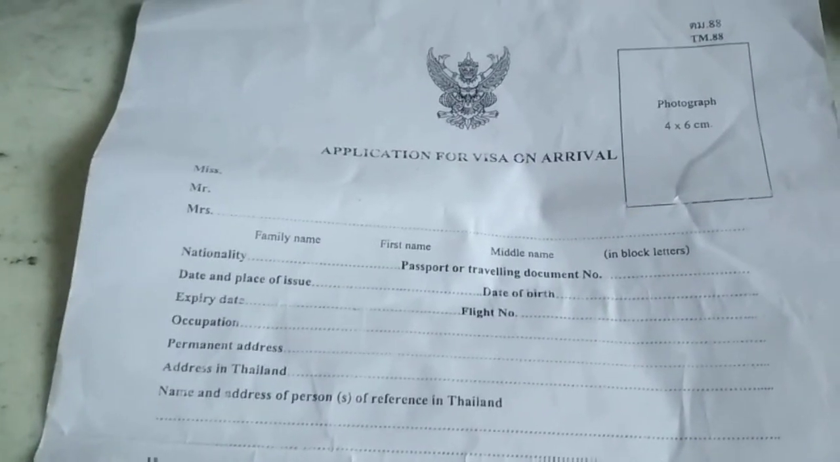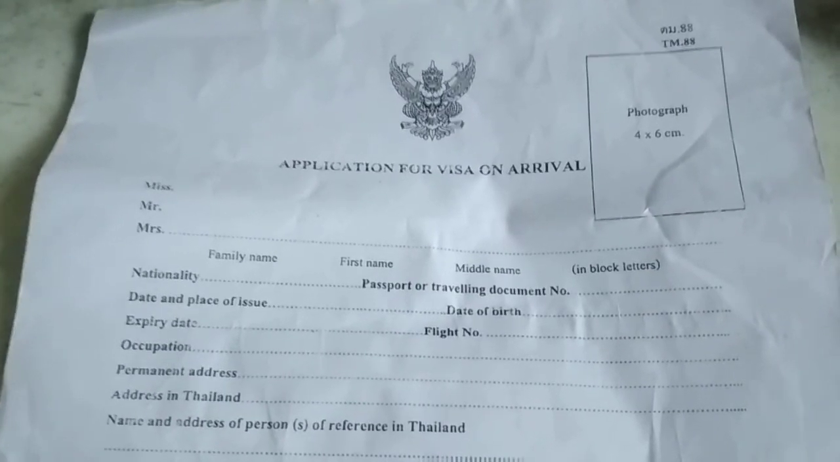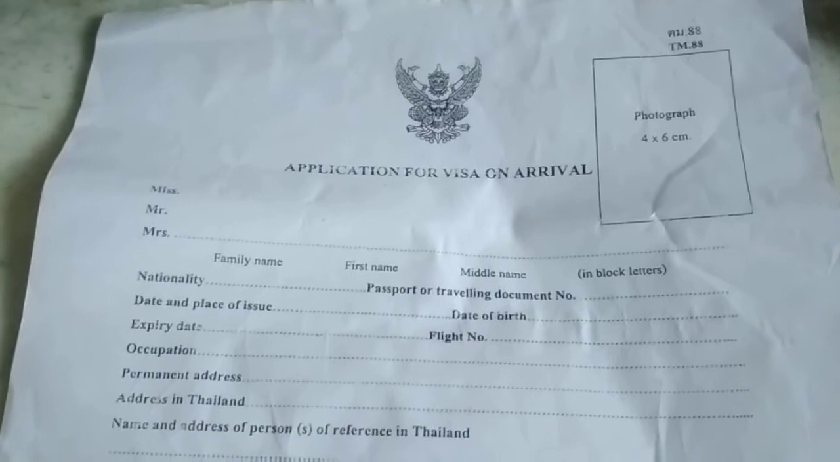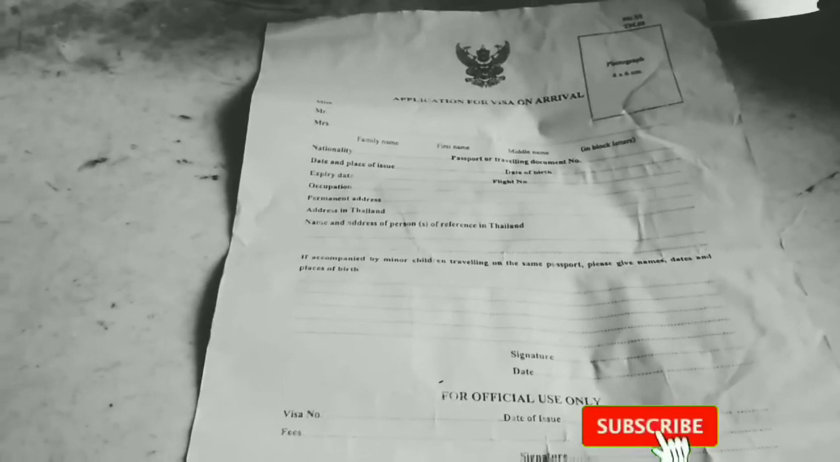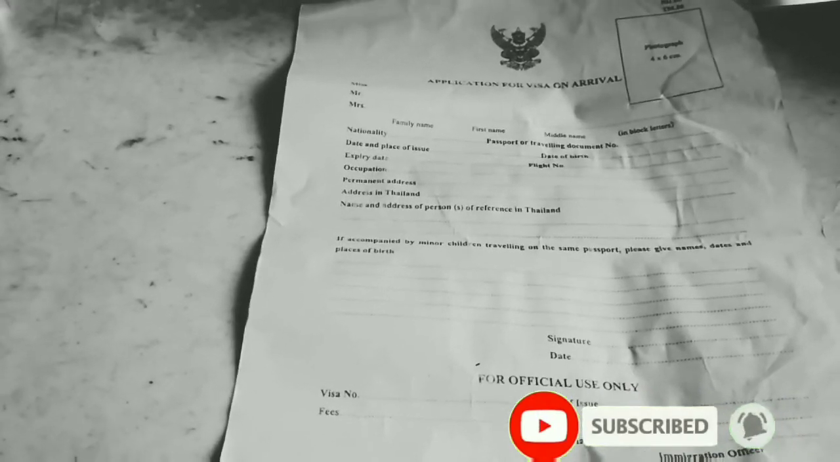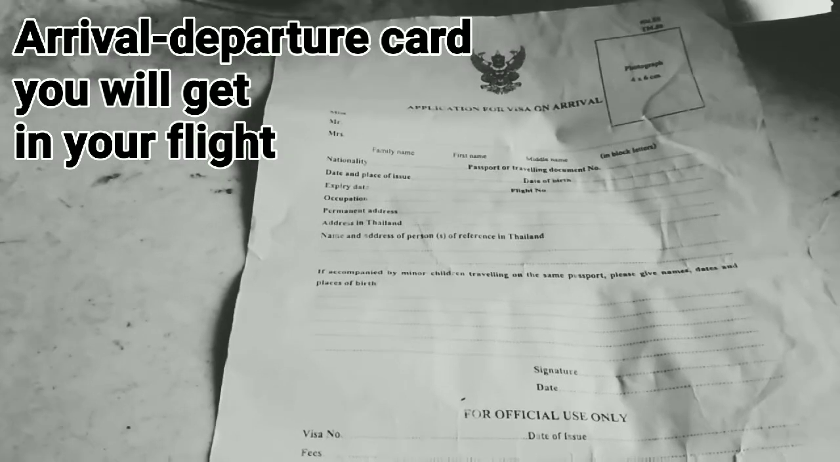Okay, another thing I forgot to mention, you need to bring a photograph. A 4x6 centimeter photograph you need to bring with you. At least 2 photographs you should bring with you. Apart from this visa on arrival form and arrival and departure card, you need to bring your passport, obviously, and also your boarding pass with you, the arrival and departure card, this visa on arrival form, and 2-3 copies of passport size photograph.